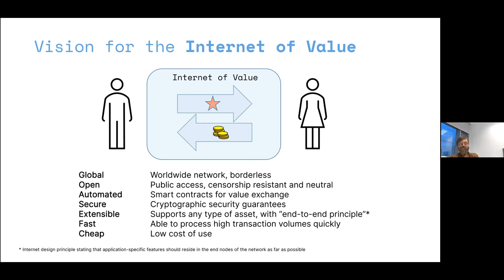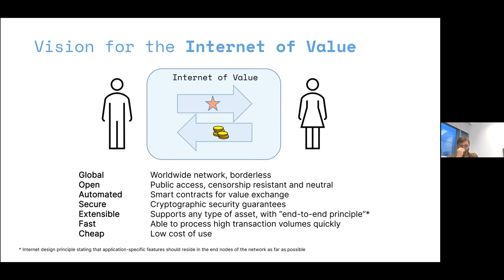So the kind of properties we want: it should be global. Like the internet, it should be a worldwide network, it should be borderless, anyone should be able to access it from any location. It should be open. You want to make it possible that everyone can participate and join the network, which generally means it has to be neutral to who is using it, or maybe it doesn't even know, maybe you've got some pseudonymous identifiers that enable you to use it semi-anonymously.